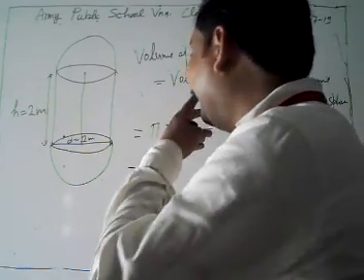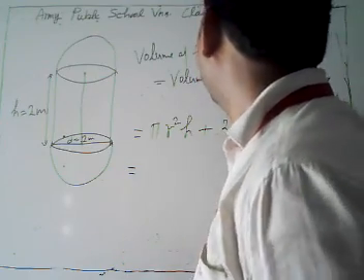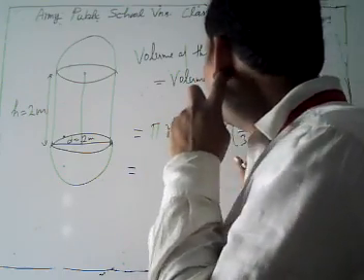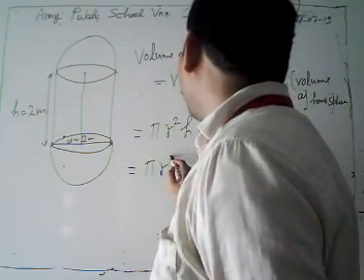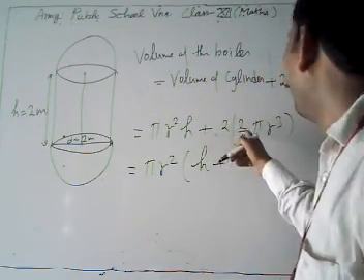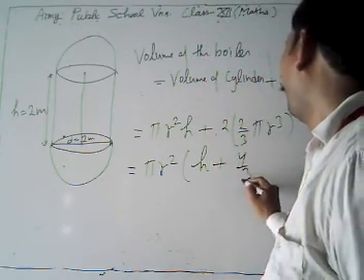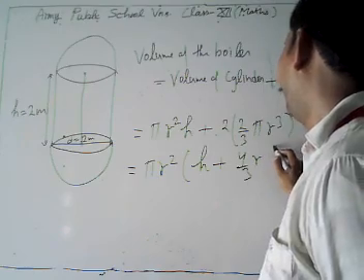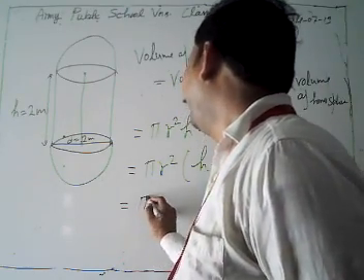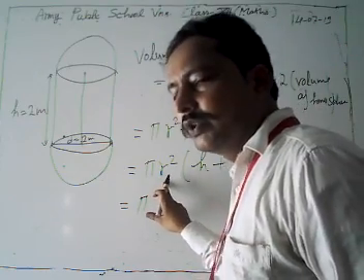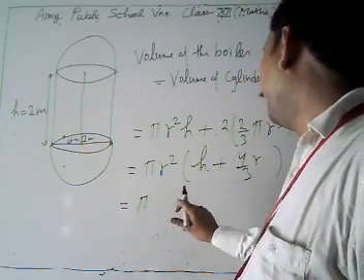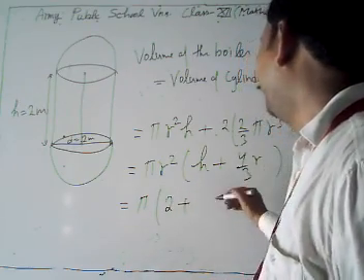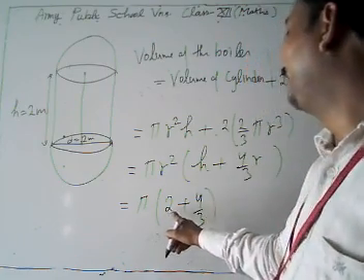Now we are going to put the values in. Since they have the same radius, we take common pi r square. Then we have h, and here we have 2 times 2 by 3, which is 4 by 3 r. So pi r square times h plus 4 by 3 r. The radius is 1, and the square of 1 is 1. The height is 2, the radius is 1, so 2 plus 4 by 3, which is 6 plus 4 over 3.